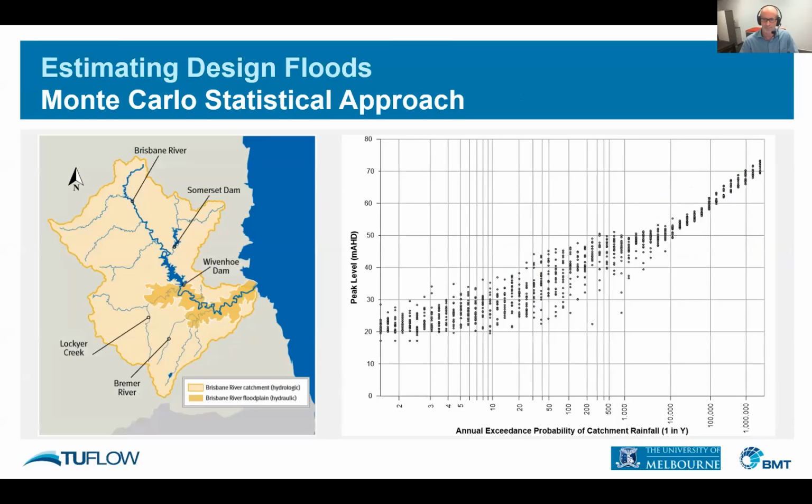I'm just going to have a few slides to finish off on the Monte Carlo statistical approach. What we're seeing before with ARR 2016 is really a cut down Monte Carlo style approach that is feasible to do with our current computing speeds.